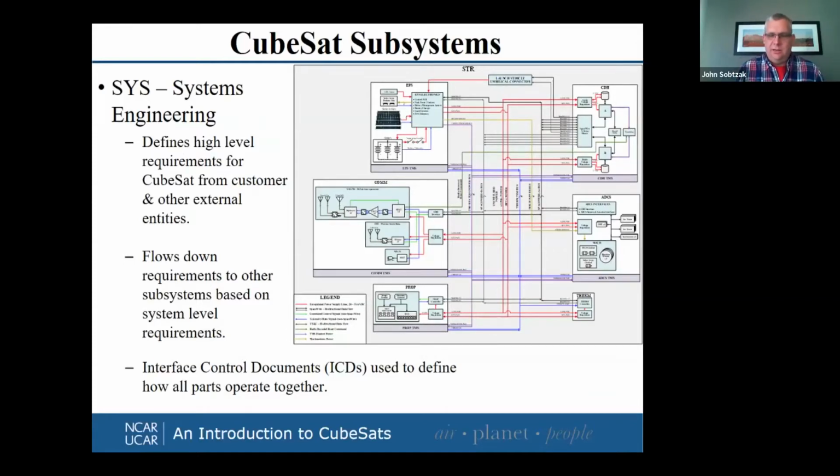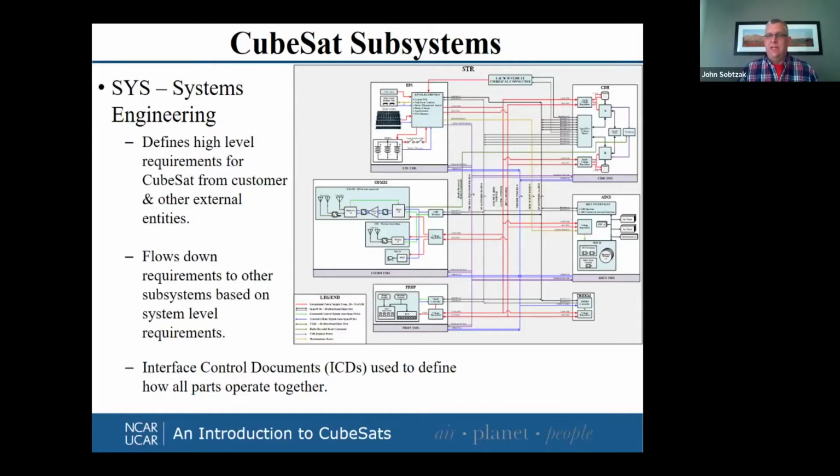The systems engineer role is mainly responsible for defining what the requirements for the CubeSat need to be, what the CubeSat needs to do from a customer's point of view, or from the customer's requirements and other external entities like, well, what's the launch vehicle requirements? What's the deployer requirements? As a result, it flows down requirements for the other subsystems I talked about based on those high level requirements. And the way they do that, they use these things called interface control documents, which define where one subsystem ends and where the other subsystem starts. And more importantly, it defines the interface between them.